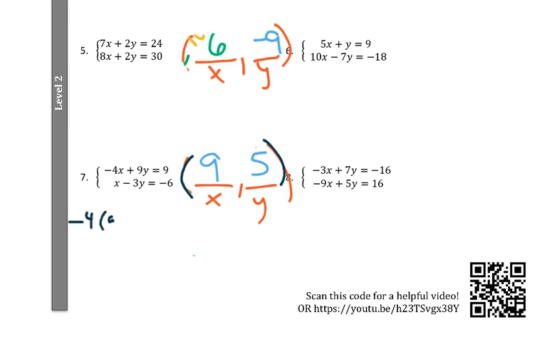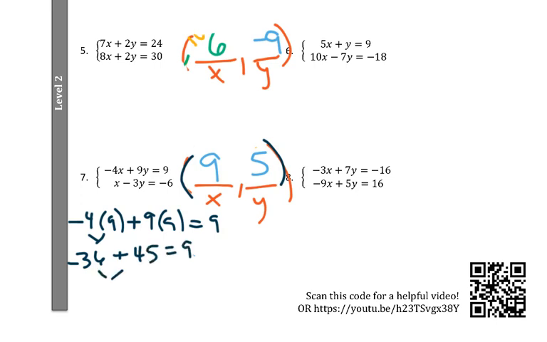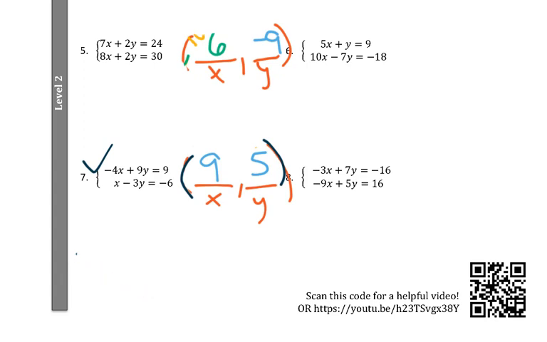Negative 4 times 9 plus 9 times 5 should equal 9. Well, negative 4 times 9 is negative 36. 9 times 5 is 45. And if I plug negative 36 plus 45 in my calculator, I do get 9. So that ordered pair did work with that top equation right there. Now I need to do the same thing with the bottom equation. 9 minus 3 times 5 should equal 6.